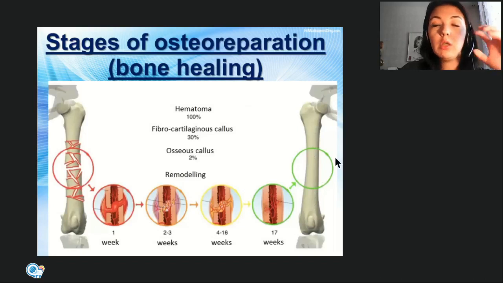Bony tissue is actually the only tissue that is not substituted by connective tissue. So after a definite time, after 3 or 4 months, we actually will not see the line of the fracture, because it's not a scar, it is normal bone. And that is the main difference between bony tissue and all the other types of tissues in our body. So bony tissue undergoes an absolute restoration.